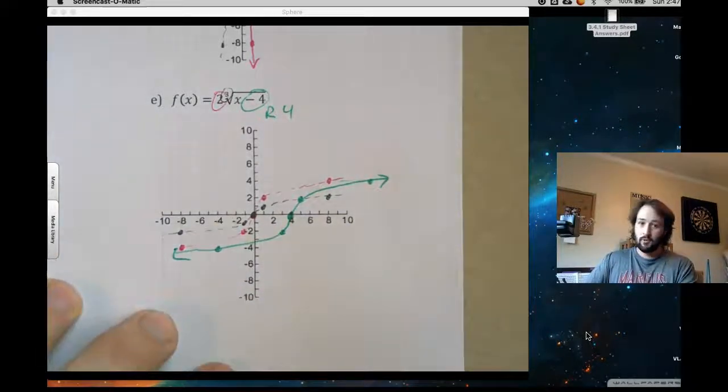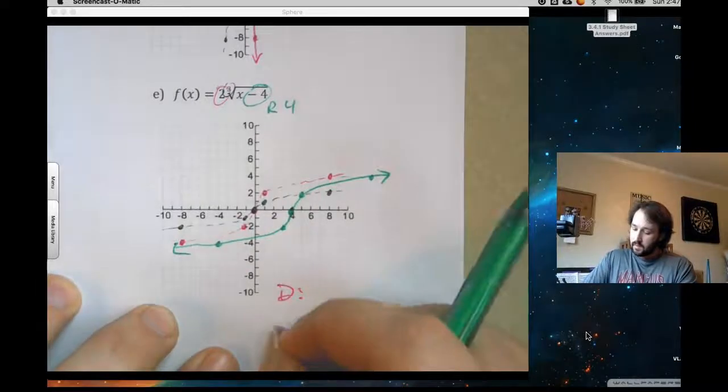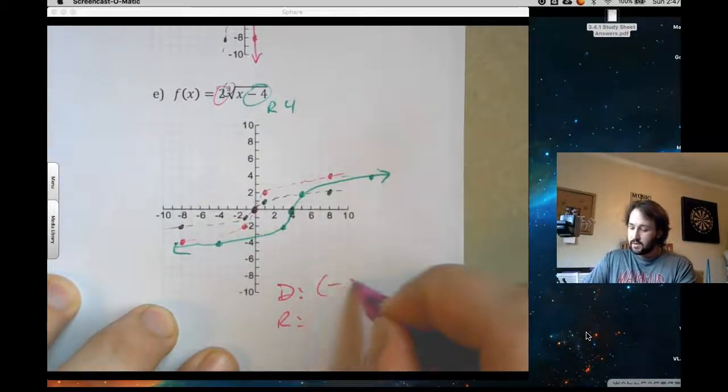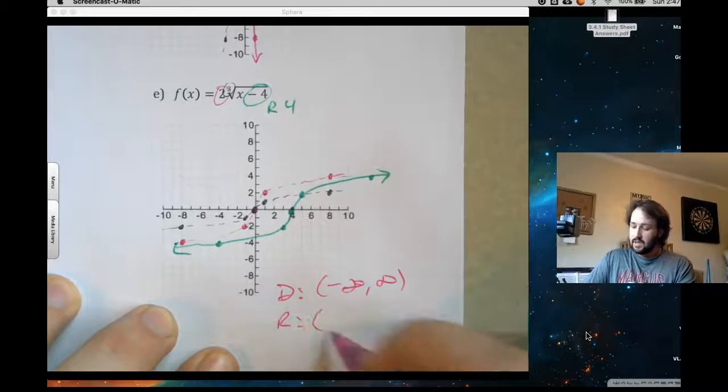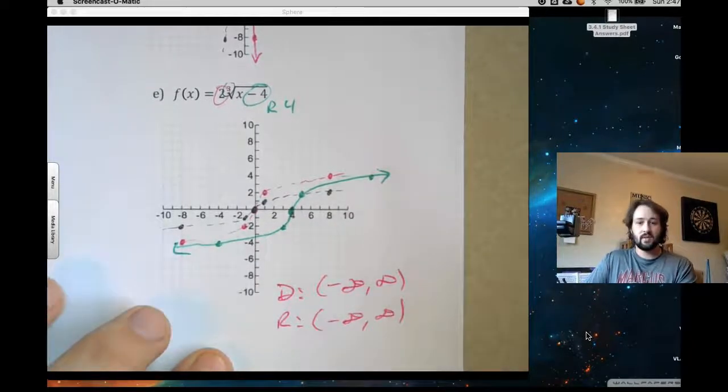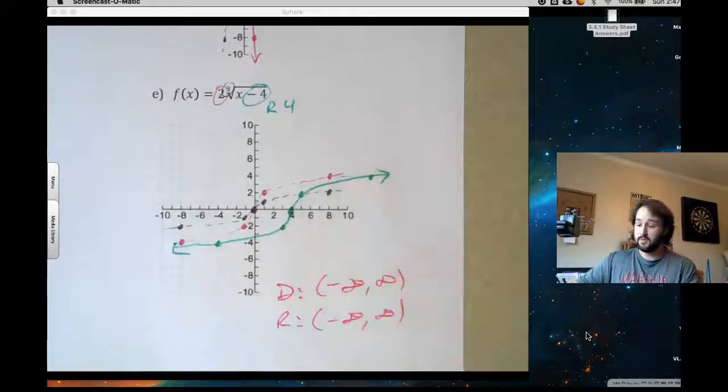So now for the domain and range, we'll do it on this one. It's going left and right forever, so -infinity to infinity, and the range is also going up and down forever, so still -infinity to infinity. There's no breaks in those graphs.